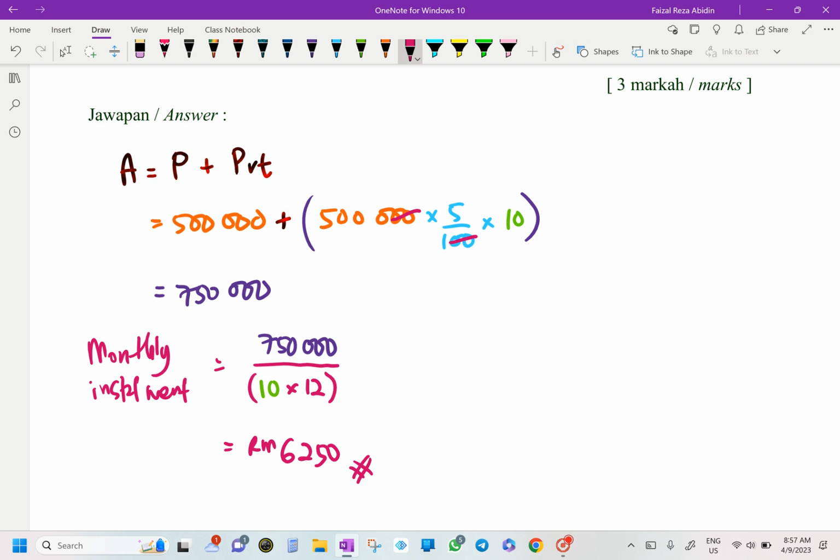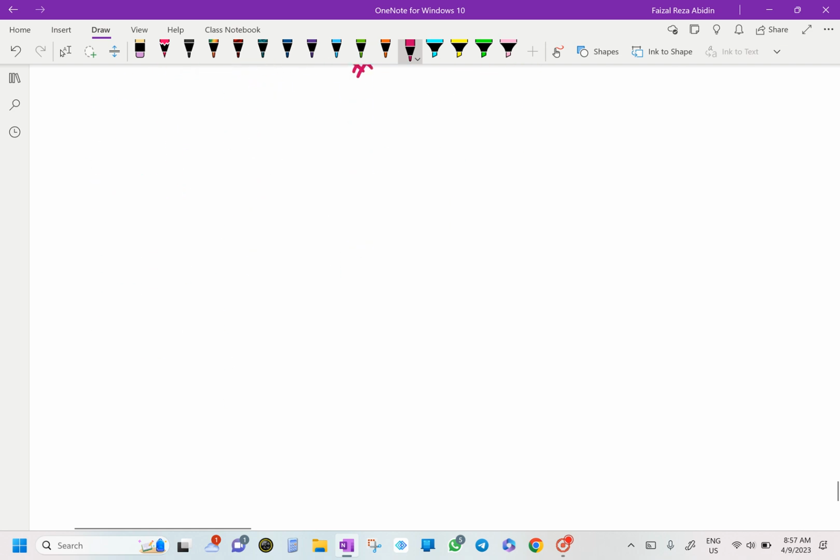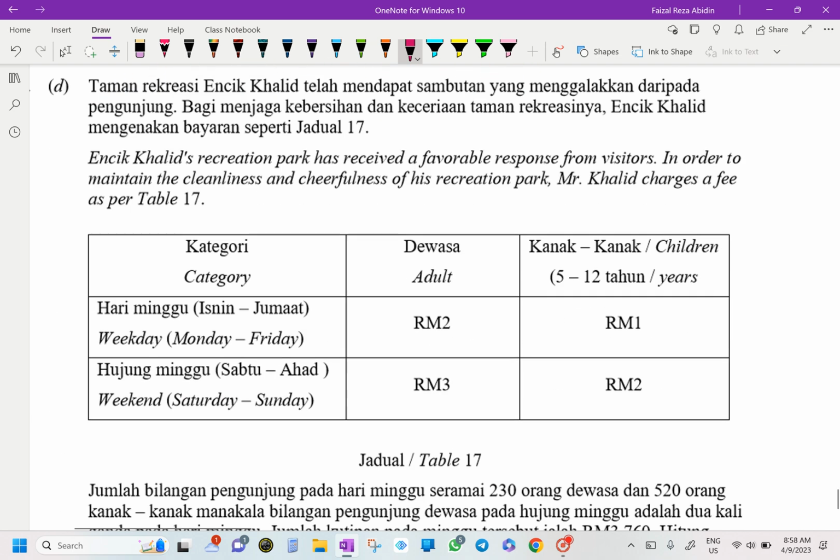Okay, girls. This one is Form 3. Form 3 question.